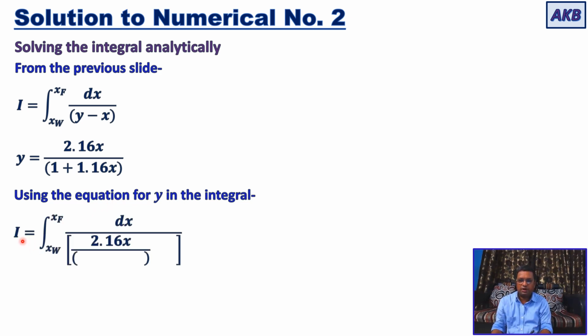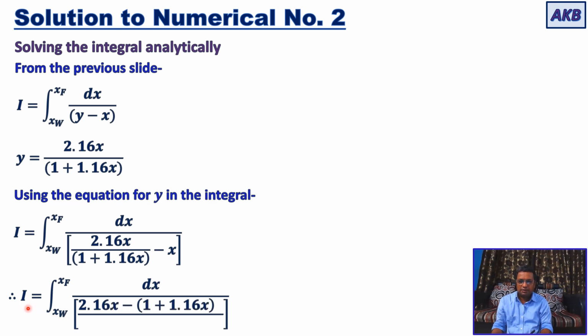Therefore you have I is equal to integration from xw to xf dx upon 2.16x divided by 1 plus 1.16x, minus x. So in place of y, I have used this equation. Okay, let us simplify it. So therefore I will be integration from xw to xf dx upon (2.16x minus (1 plus 1.16x) into x) divided by 1 plus 1.16x. So I have simplified the term in the denominator.